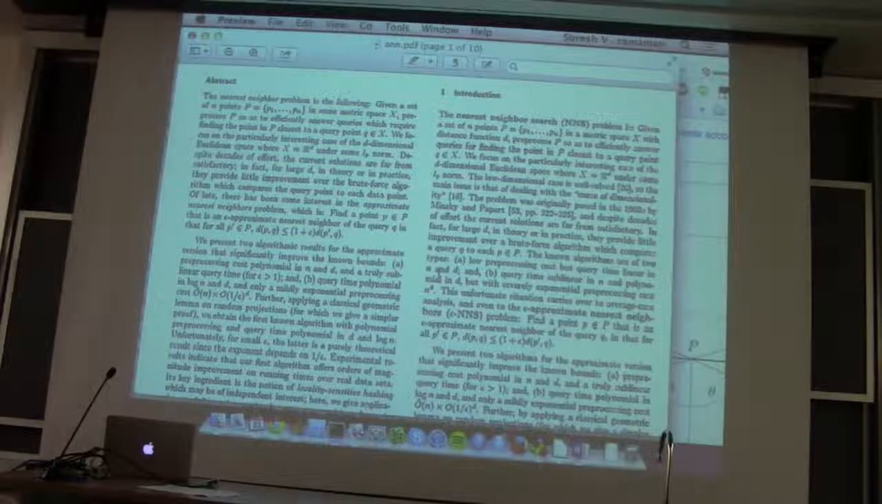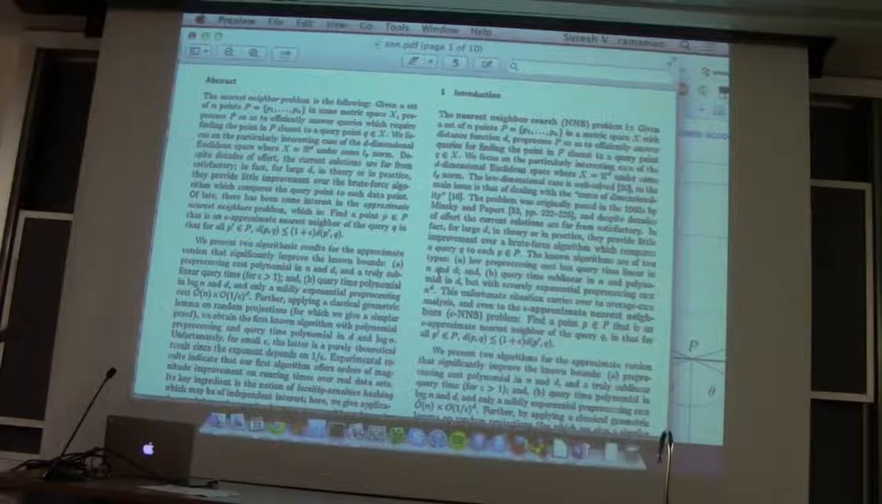We present, now what is this? We present two algorithmic results. What other kind is there? The first author of this paper was my grad school roommate for 4 years. And the second author was my advisor, so I can make fun of them.